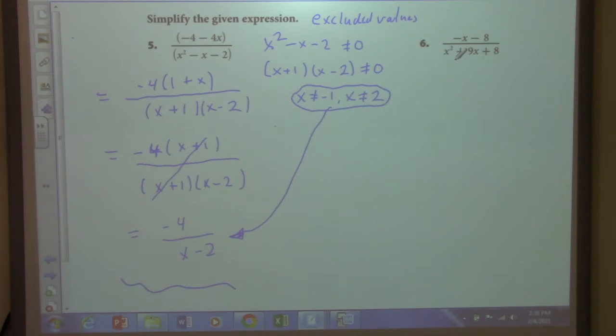Okay, it looks like she just started on this, so we should help with it. First thing she did is she's saying x squared plus 9x plus 8 cannot equal 0, right? And so what are the factors of this going to be?